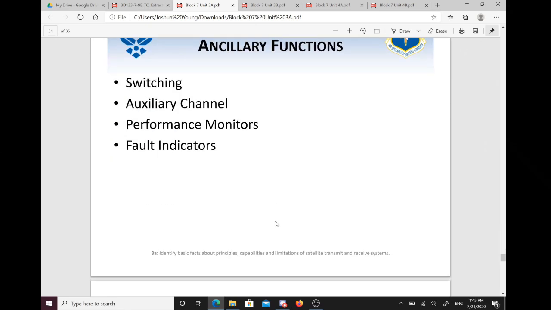Does anybody have any questions before we press to ancillary functions? No, sir. Okay.